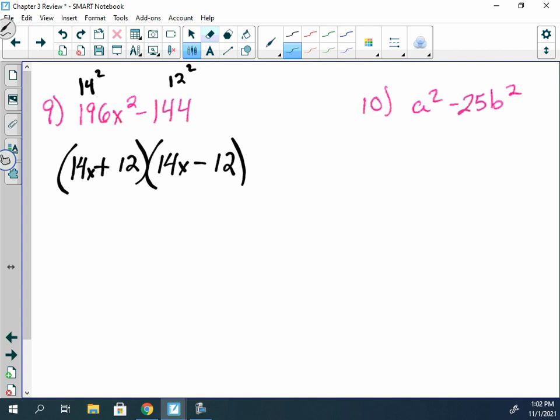The answer key on the review sheet says 13 and 13, not 14, but it should be 14, not 13. Because it should be 14x plus 12 and 14x minus 12. This would be the difference of perfect squares.